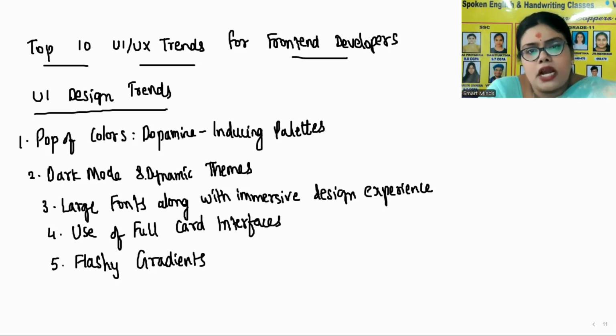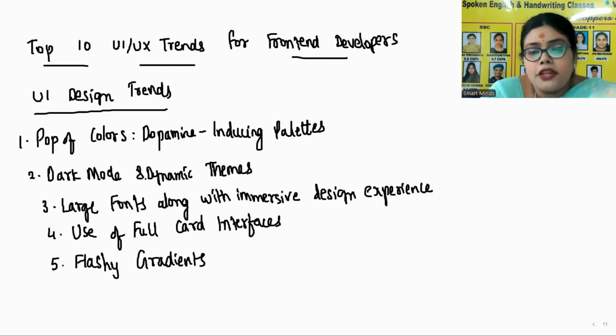Now, number 2 is dark mode and dynamic themes. So, offering dark mode options and personalized themes catering to user preferences. So first, let us see what is dark mode. This feature, growing in popularity, offers a visually pleasing alternative to bright themes, reducing eye strain in low light settings. So it conserves energy notably on OLED screens and adds a stylish aesthetic to your application.